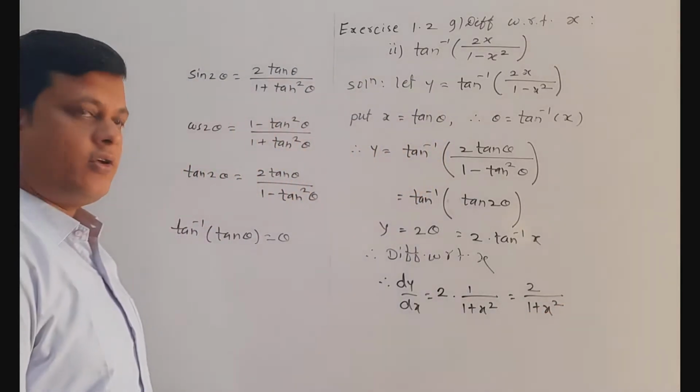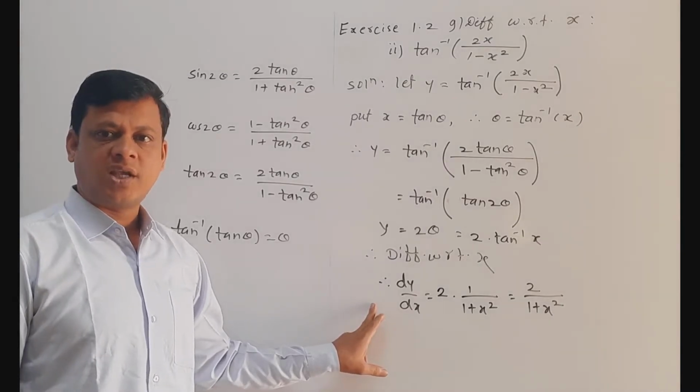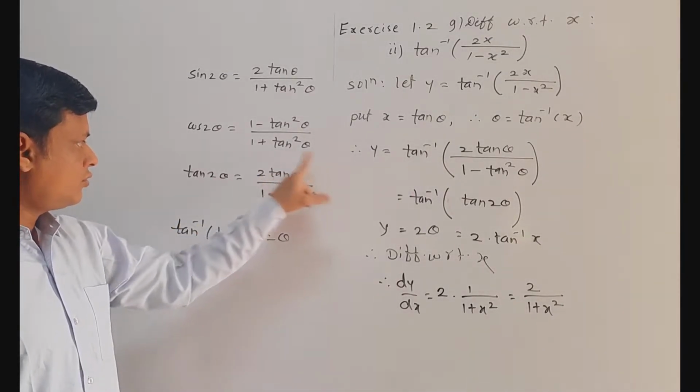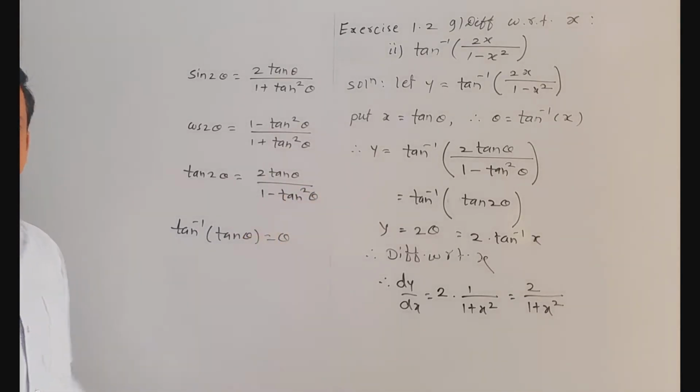So in this way you have to solve the second sub question with the help of this third formula, tan 2 theta equals 2 tan theta upon 1 minus tan square theta.